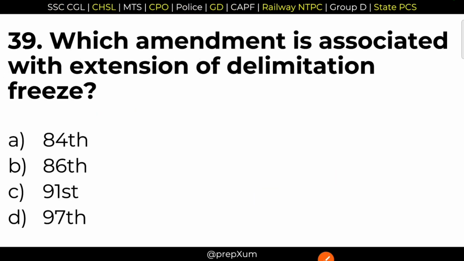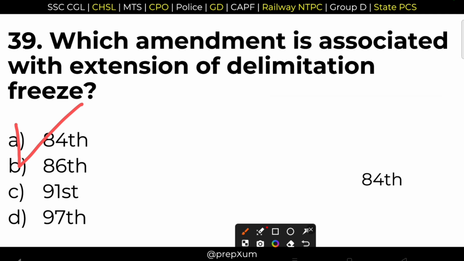39. Which amendment is associated with extension of delimitation freeze? Right answer, option A, the 84th Constitutional Amendment Act. It gave a provision for the extension of the delimitation freeze.